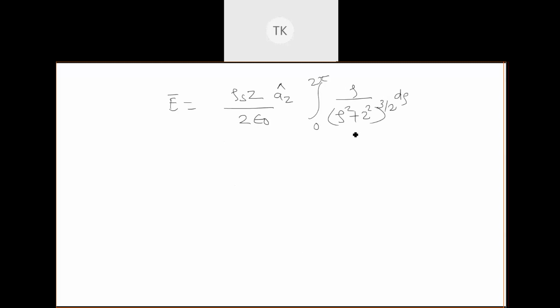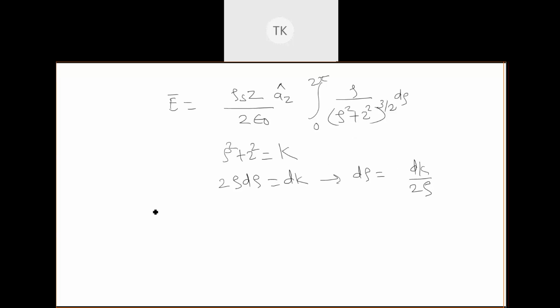Just put rho square plus z square equal to k. Okay, we will consider rho square plus z square is equal to k. So we will differentiate this term, that is 2 rho d rho is equal to dk. So what will be the value of d rho? d rho will be dk by 2 rho. So we will change this variable.